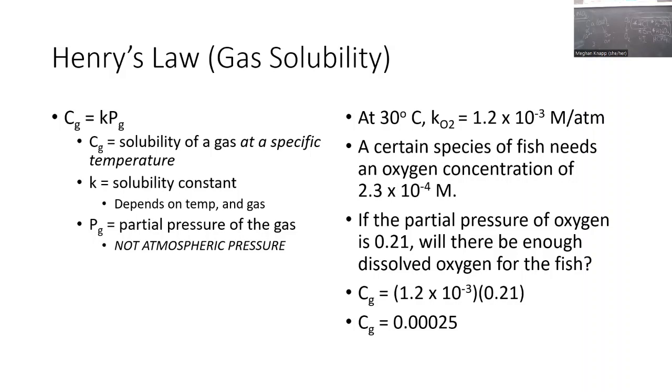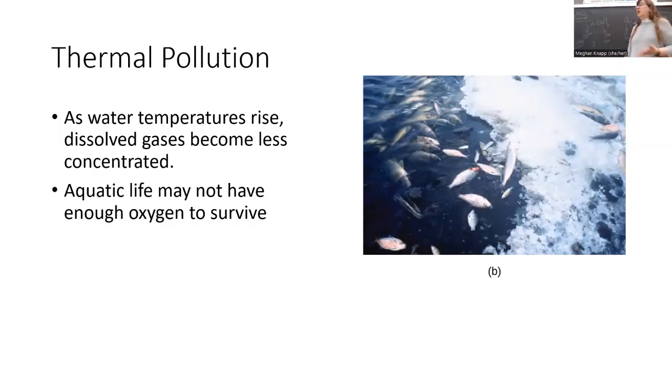So what can happen for fish is if the temperature gets too high, then there's not enough oxygen in the air and they can get killed off. And so we call this thermal pollution. So it's not that there's a chemical in the air that's bad for the fish. The problem is that the temperature of the water is so high, it's not dissolving enough oxygen.